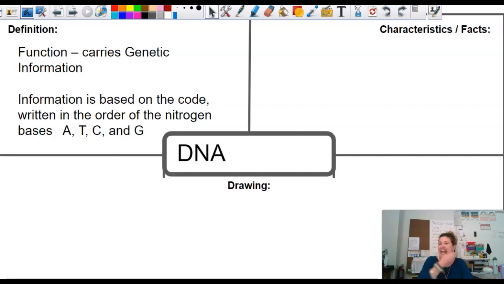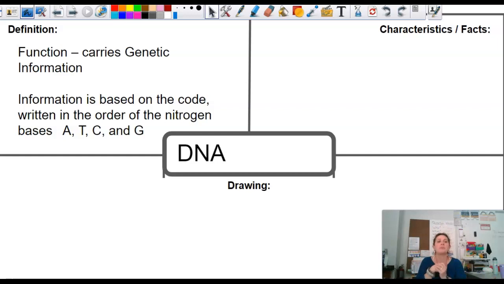The information in our DNA is written in code. That code is written with the bases ATGC. So our code for our language is 26 letters of the alphabet. We put them in the right order, we get a message.